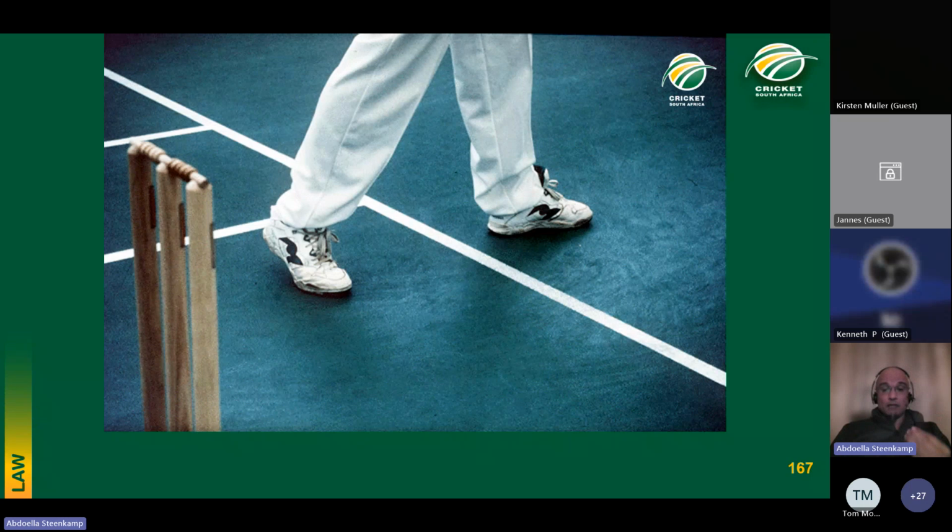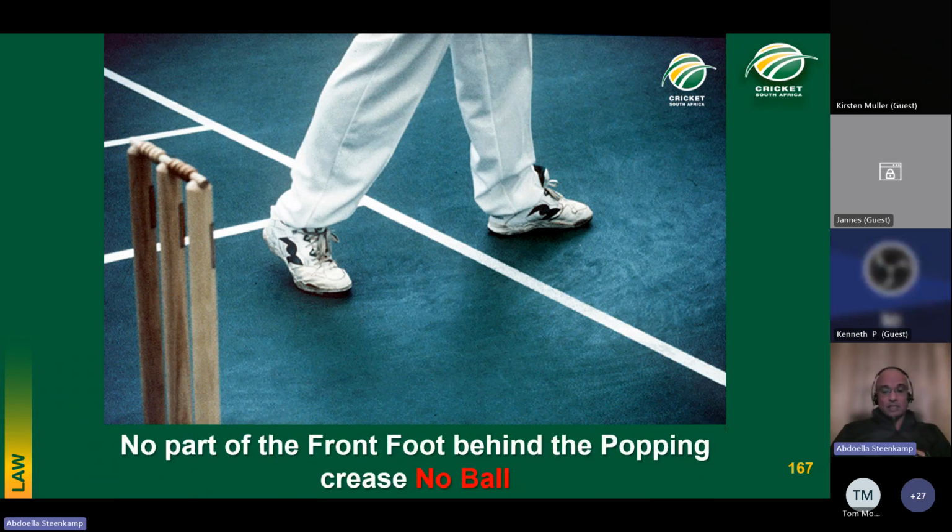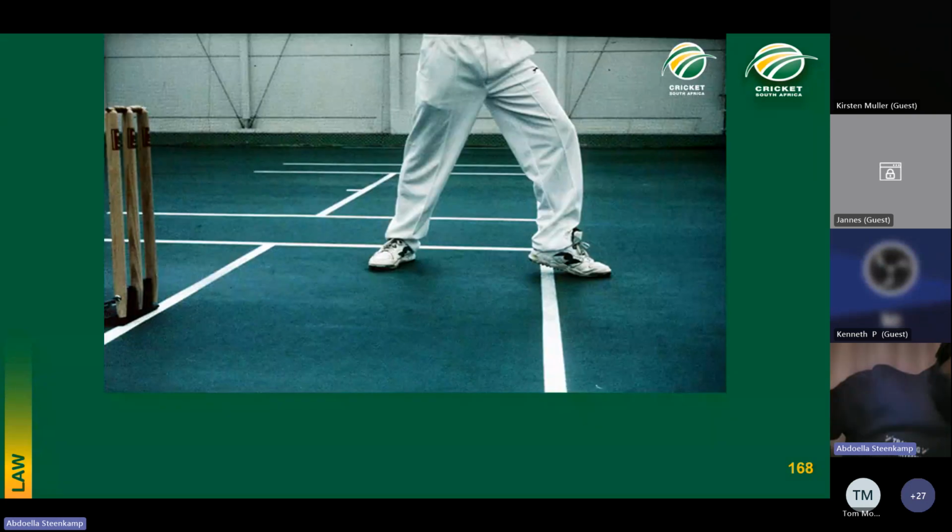Do not judge it where the foot ends up, because there are many occasions where you'll see the front foot of the bowler slides. So the bowler will land with some part of the foot behind the popping crease. That was the first landing. Because at the first landing there was some part behind the popping crease, that's why it's a fair delivery. But then the bowler's front foot will slide and the bowler would end up like in this picture. So don't judge it where it ends up. You need to judge it upon first landing. So that's why this is a no ball, because there's no part of the front foot behind the popping crease.